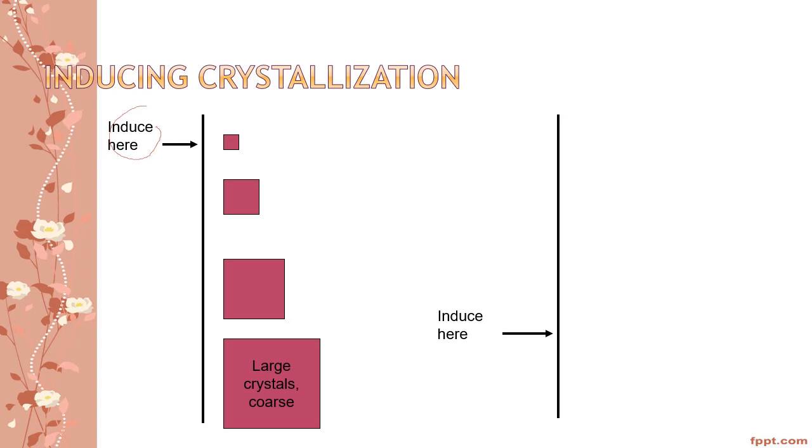Okay, but when you induce here, it will become small, and the size is not that big. So it depends on the size that you want. So if you want a big crystal, then you should induce at this point. If you want a smaller one, you can induce it at the later stage. So if you induce it at the later stage, the crystal that comes out will be smaller and a bit smooth compared to the large crystal.